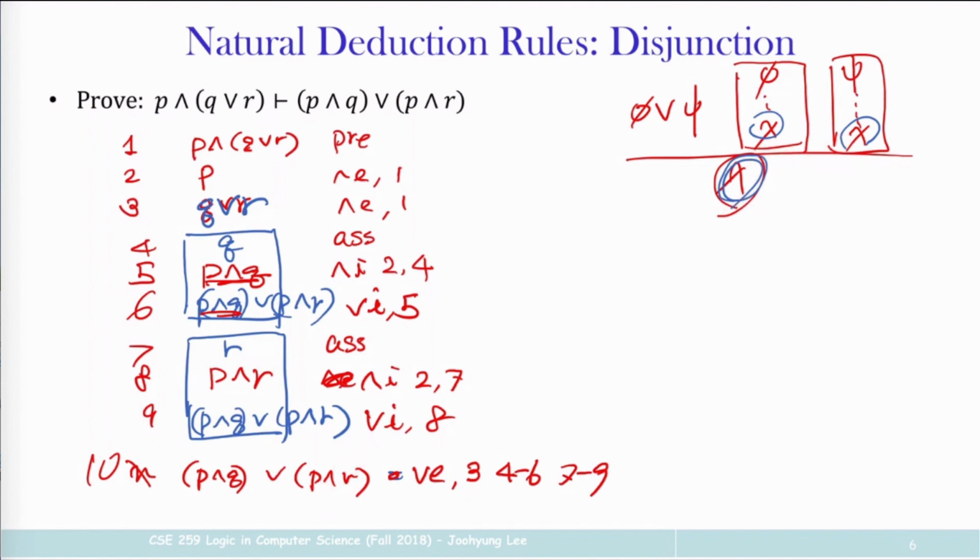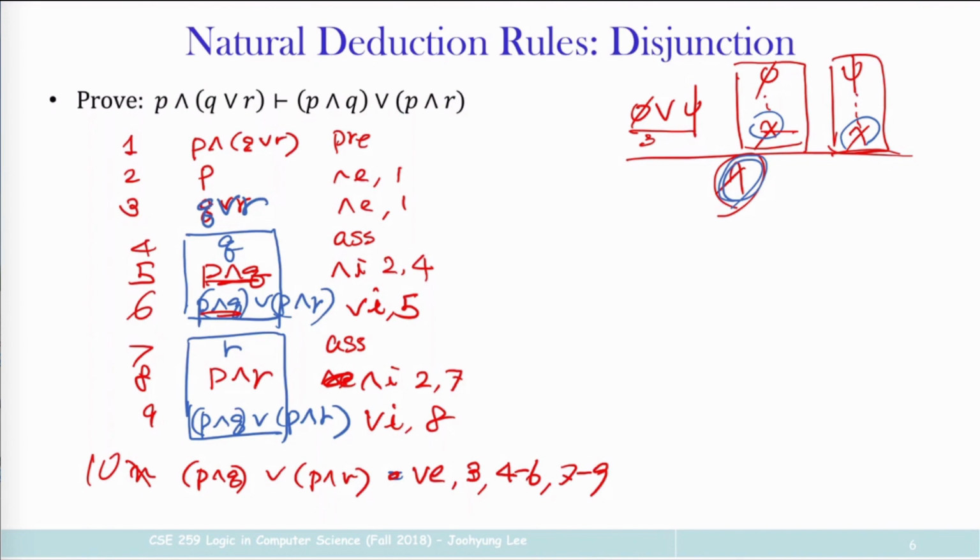Yes? Why is line 3 also in the last line? Yeah, 3, 4 to 6, 7 to 9. So you need 3 to establish. This is 3. This is the box 4 to 6. This is the box 7 to 9. Okay? We need 3 things. One is the case split, another is the case 1 box, and the other is the case 2 box. Okay?